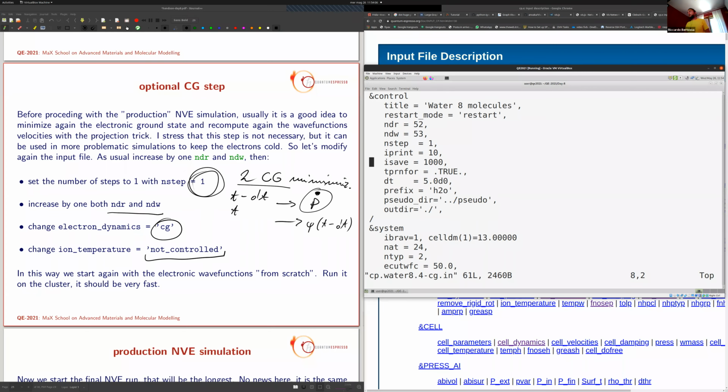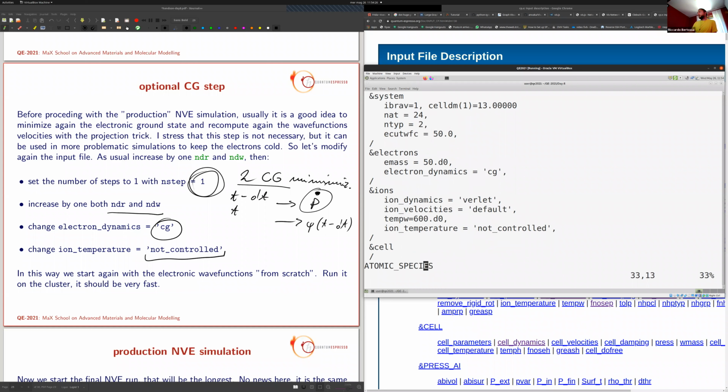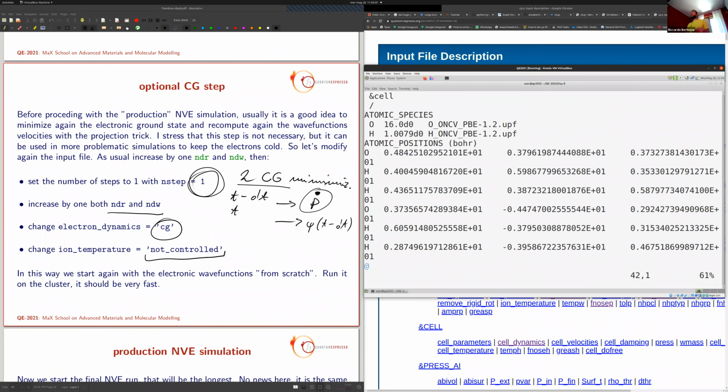Let's see if I forgot something. Okay, the time step I left the same as the Verlet algorithm with the Car-Parrinello, so I don't have to use the ugly change time step input of the code. Everything is the same. The electronic mass, in fact, is ignored when you use conjugate gradient, but I left it here, nothing happens. Okay, here everything is the same.